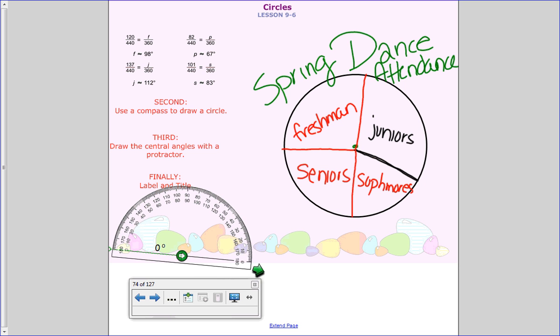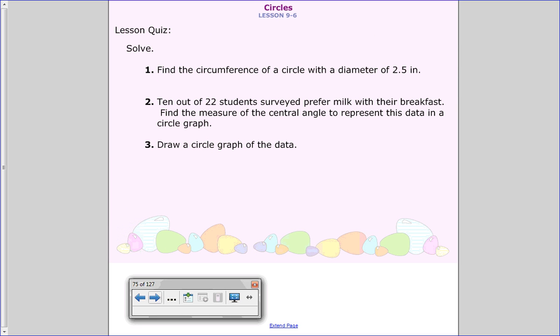All right, we are all done with that, and that is your lesson for tonight. So tonight we talked about how to find the circumference by doing pi times diameter, or if they give you the radius, 2 times the radius times pi. And then we also talked about how to make circle graphs using that central angle.